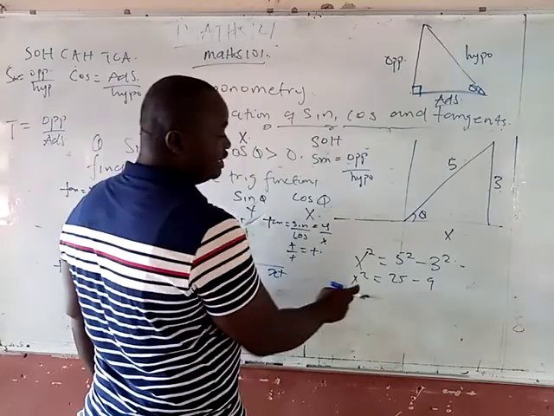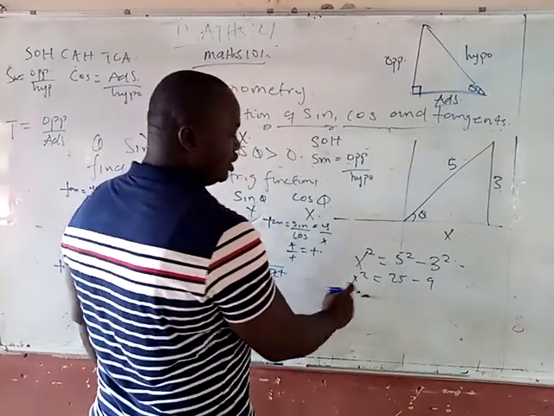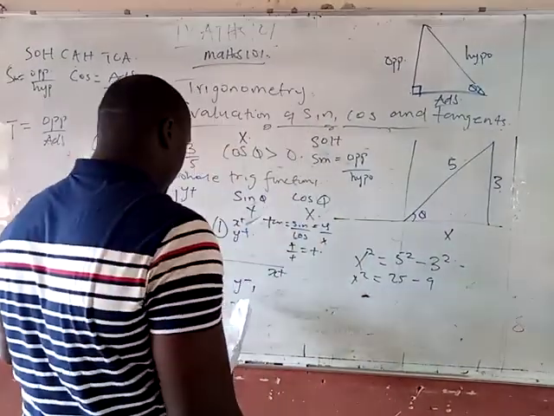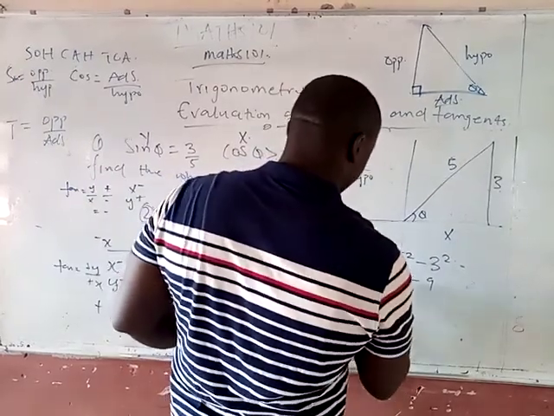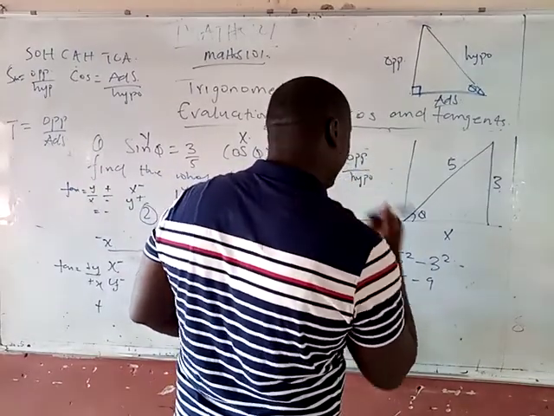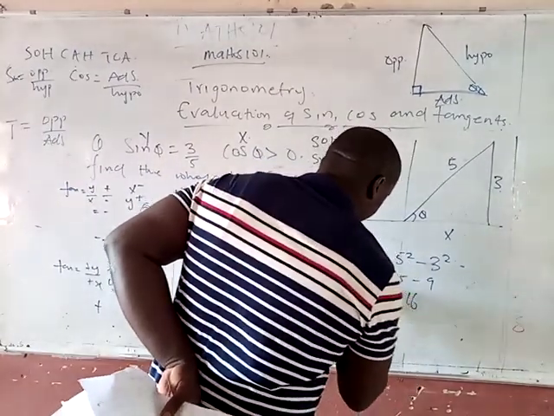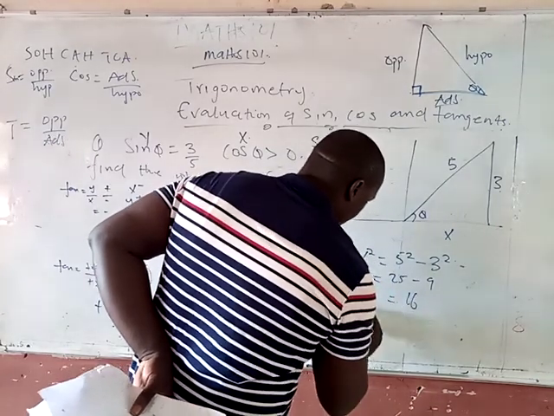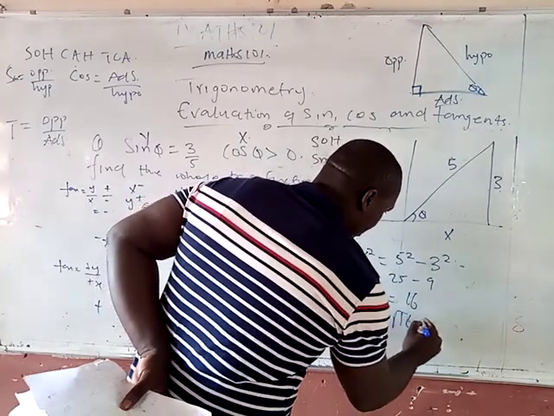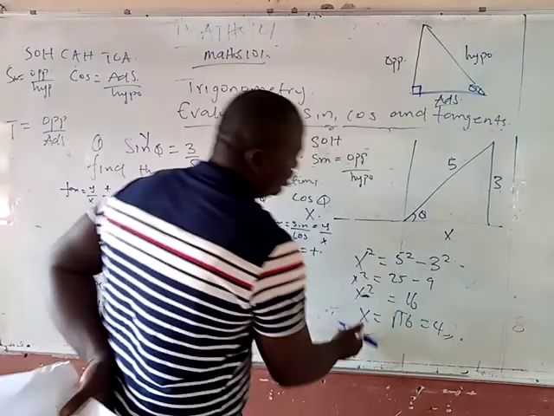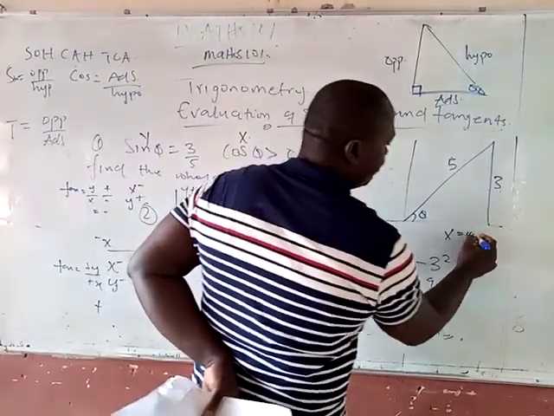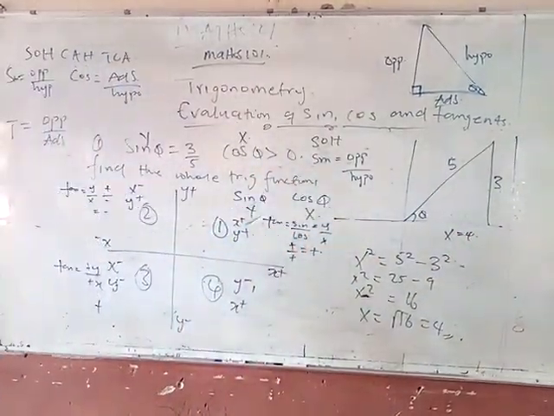So what we want to find is x, not x squared. So 25 minus 9 should give you 16. So x squared is equal to 16. So x is the root of 16, which is 4. So that means our x here is 4. Please note how to do all these things.